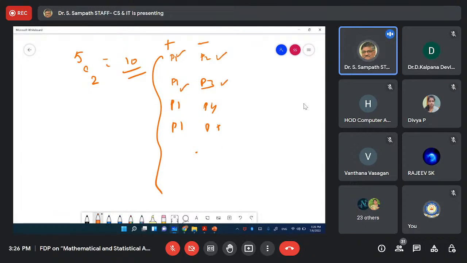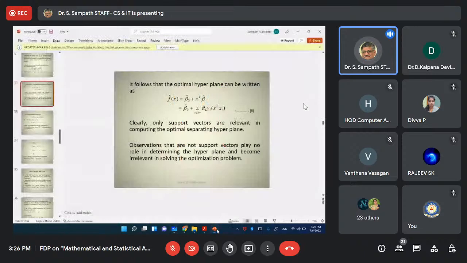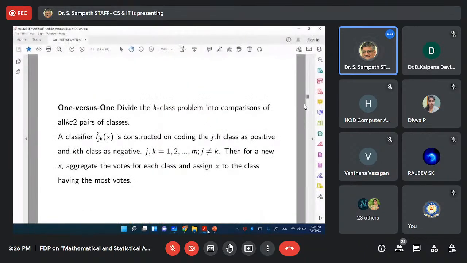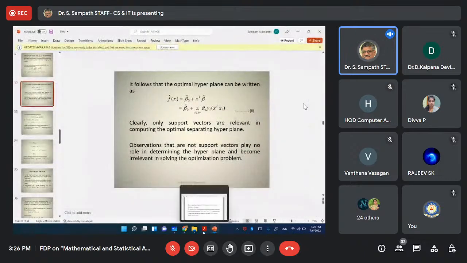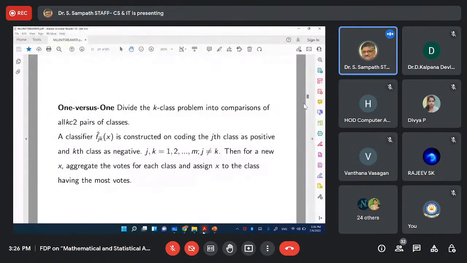P1 is positive, somewhere here I will be having P4 and P5. Understood? So P4 will become the positive class and P5 will become the negative class. So I will be having 10 such problems. Now what am I going to do with those 10 problems? When a test object comes, you aggregate the votes for each class. That means you see in how many cases you have plus and in how many cases you have minus.